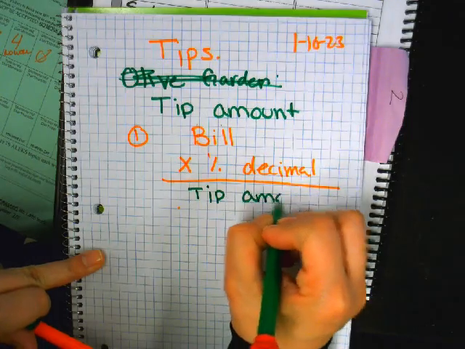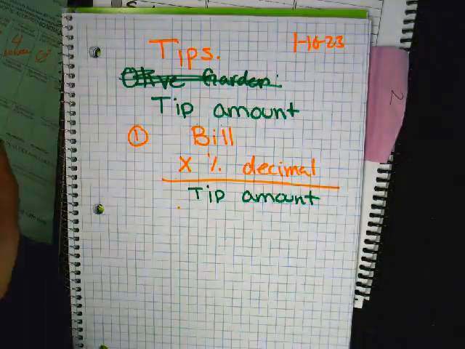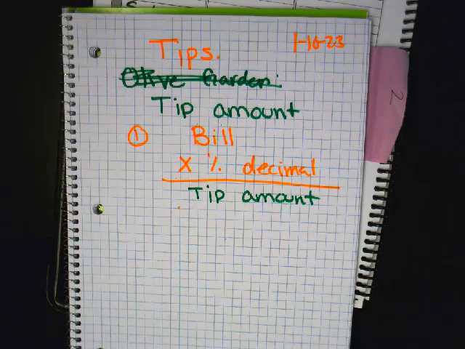Isn't this the first step for discount and for tax? Yeah, so your first step will be the same. You're going to take your bill and multiply it by your decimal. So instead of the price, we call it the bill. It's the receipt your parents get at the restaurant at the end of the meal.